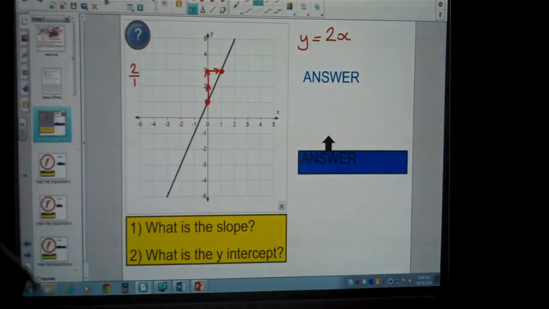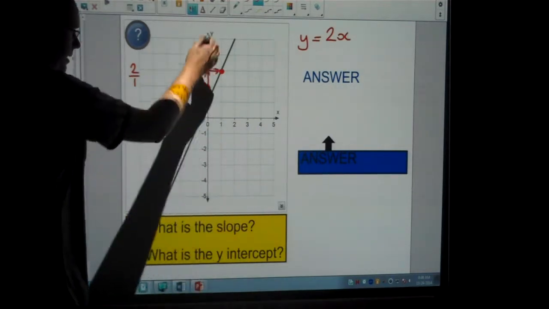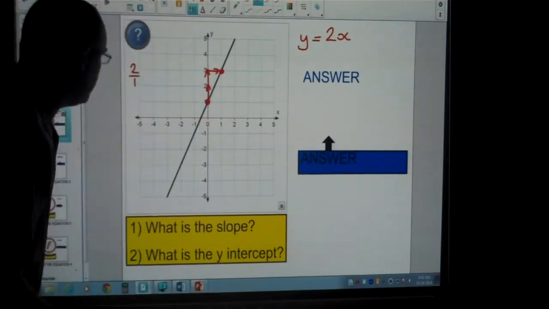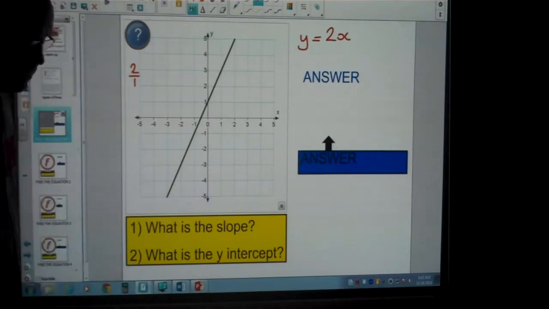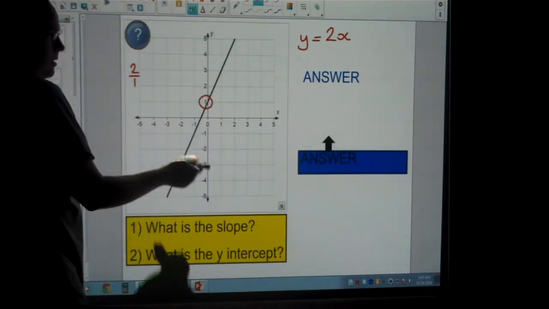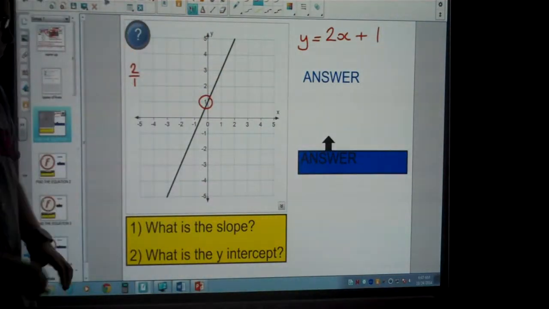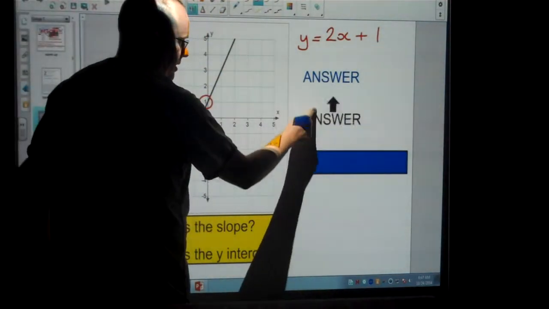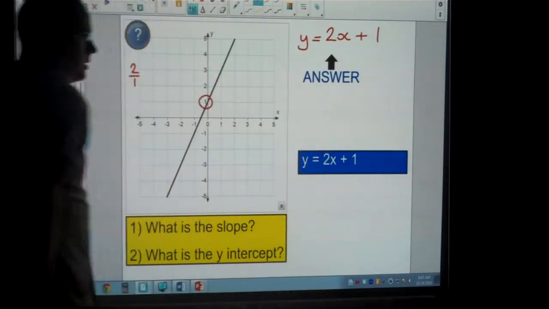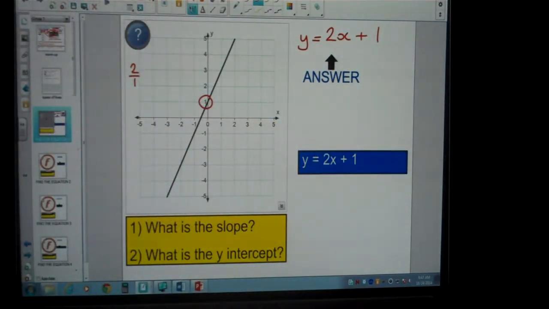And the second part is, what is the y-intercept? Where does this line cross the y-axis? Now my arrows are a little in the way here, so it passes through at 1. Now as it passes through +1, I'm going to put +1. So let's have a check to see if our answer is correct for this one. And you can indeed see that that is true.